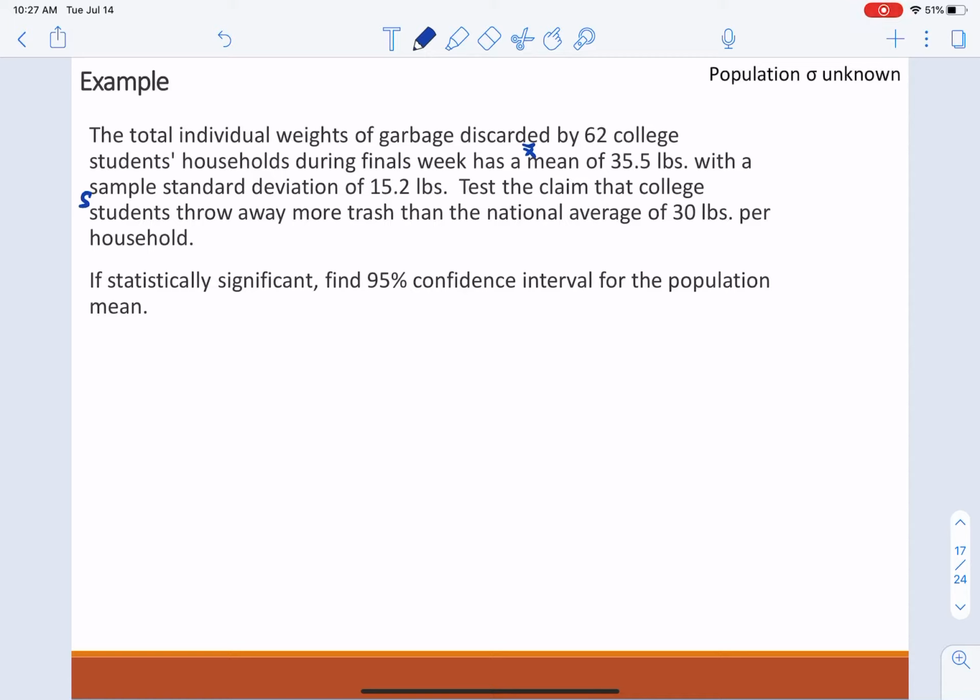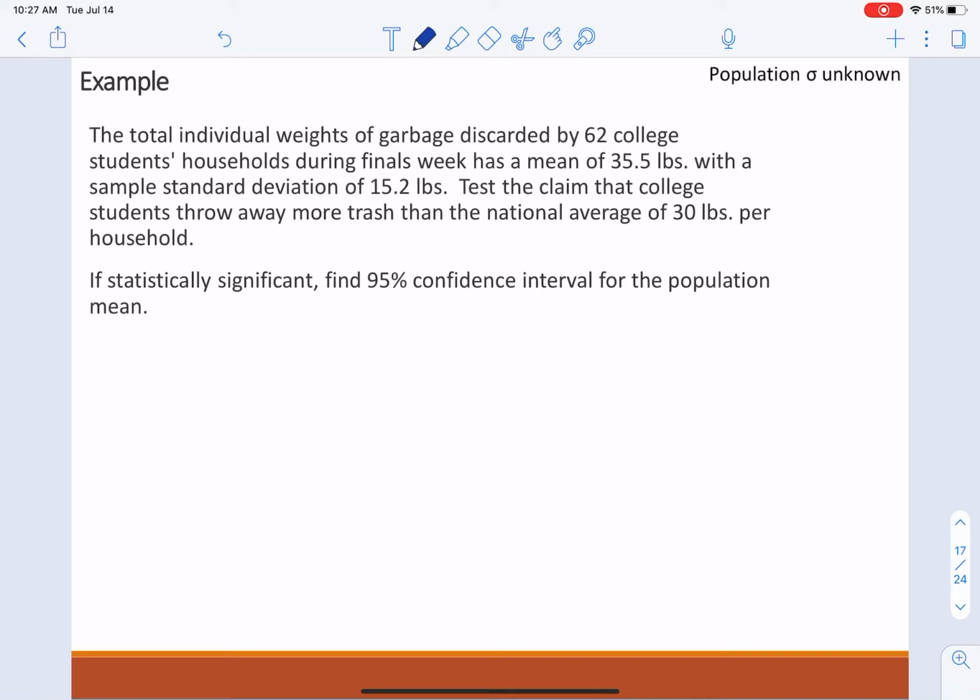All right. And then, if statistically significant, find the 95% confidence interval for the population mean, where the population mean is college students' households. So this is not for everyone in the nation or everyone everywhere, but just the specific group of people we're talking about. College students. Great. Okay, so what do we need to do first?